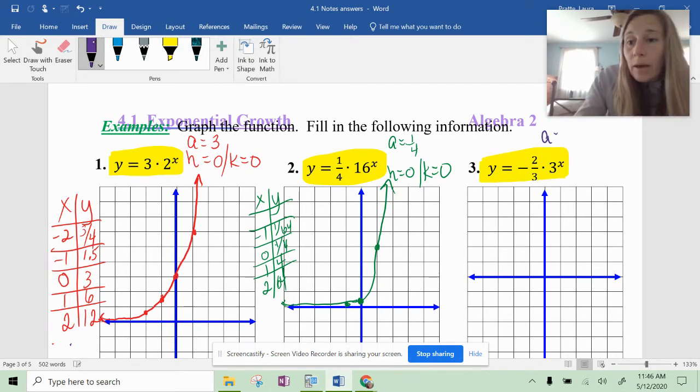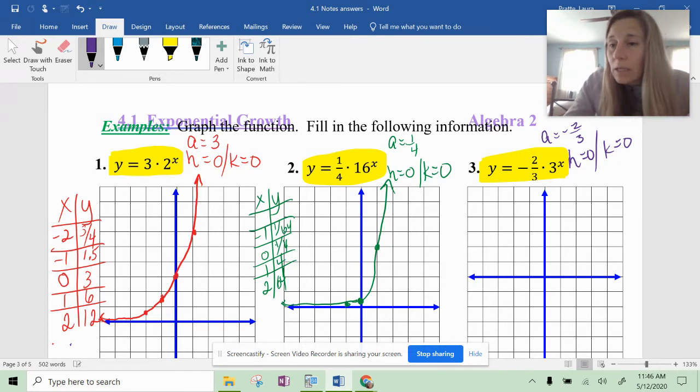So my a value is negative 2/3. My h and my k are both 0. So I don't have to worry about doing a parent function and shifting it. It's just going to be what it is. So I'm going to fill out the information underneath the graph first.